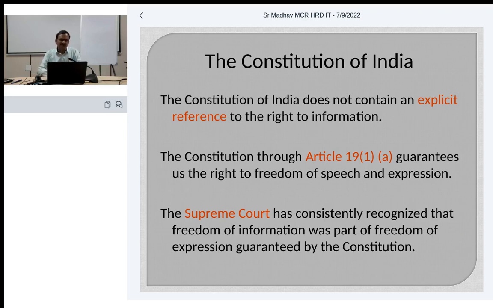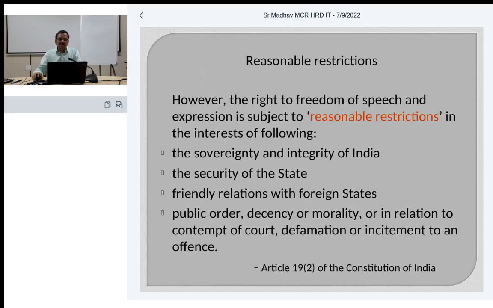Supreme Court, we have already discussed in the first module, consistently recognized that Article 19(1)(a), which guarantees freedom of expression, also includes freedom of information. Though Constitution doesn't explicitly guarantee this right to information, Supreme Court recognized it in many landmark cases as such. But there are some restrictions even on this fundamental right to freedom of expression. These are called reasonable restrictions listed out under Article 19(2) of the Constitution of India.